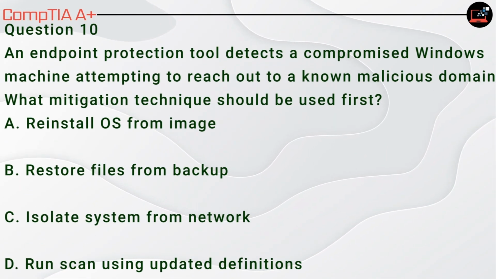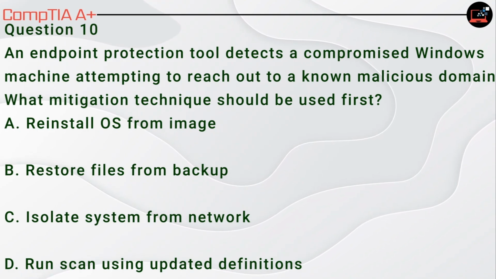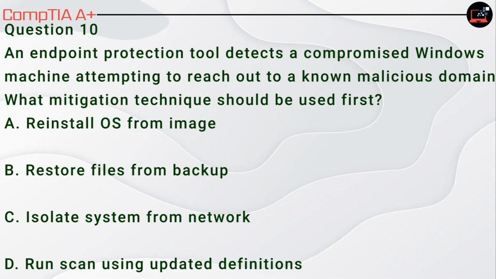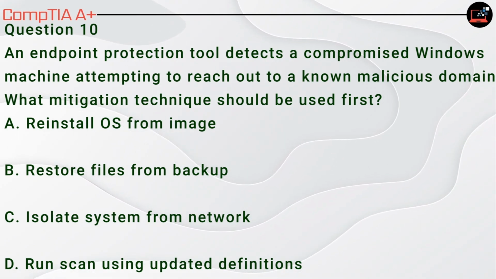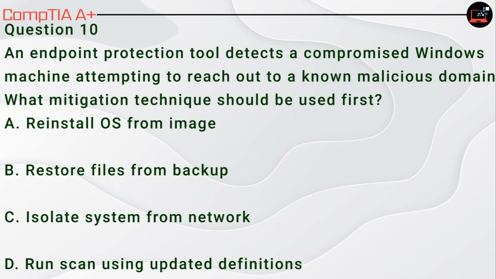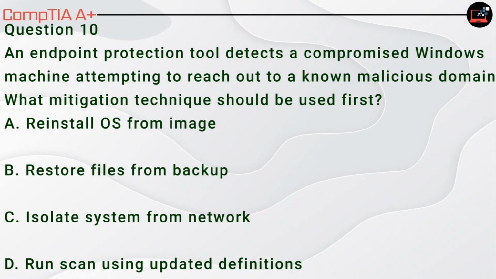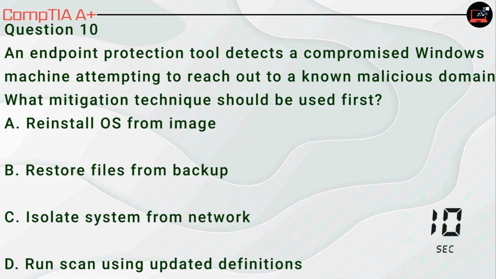Question 10. An endpoint protection tool detects a compromised Windows machine attempting to reach out to a known malicious domain. What mitigation technique should be used first? A. Reinstall OS from image. B. Restore files from backup. C. Isolate system from network. D. Run scan using updated definitions.